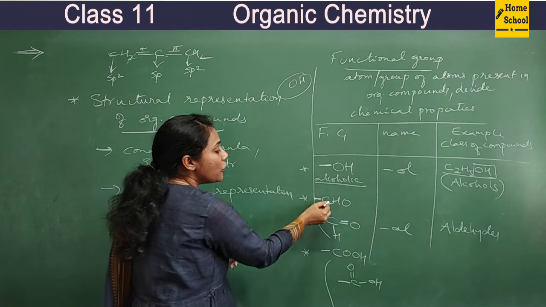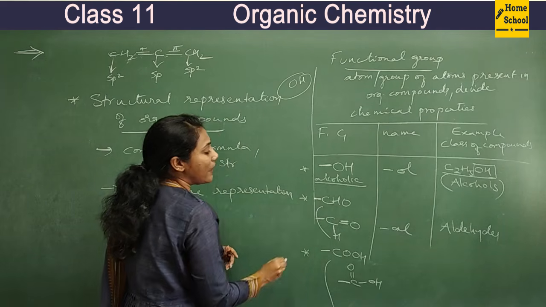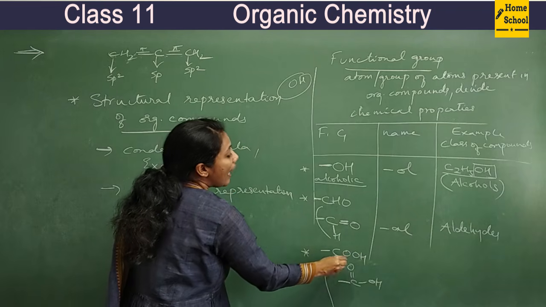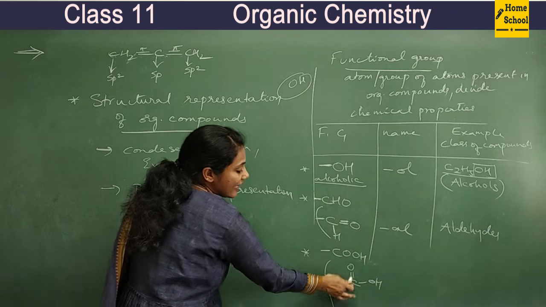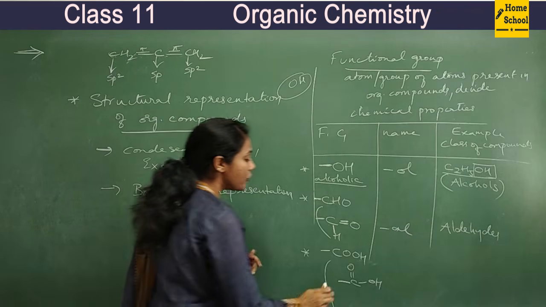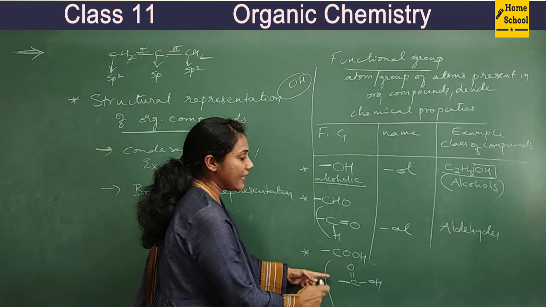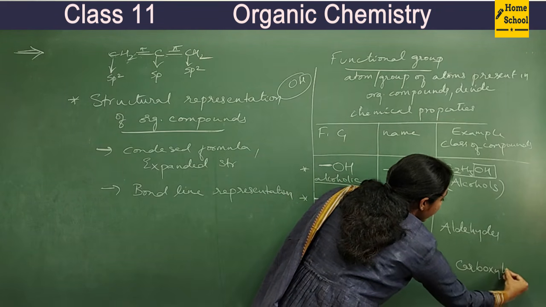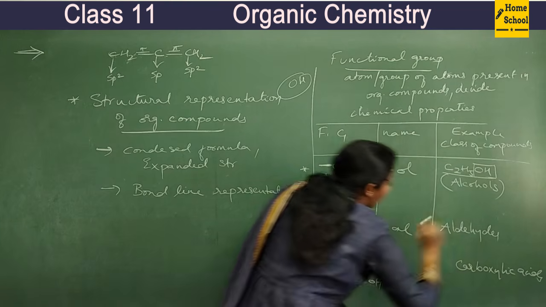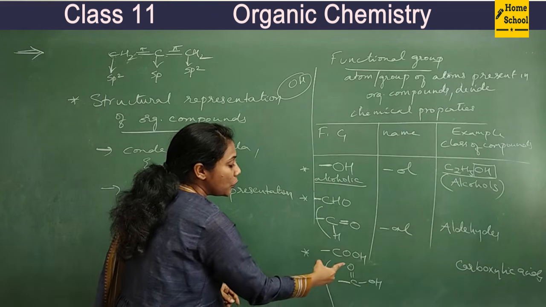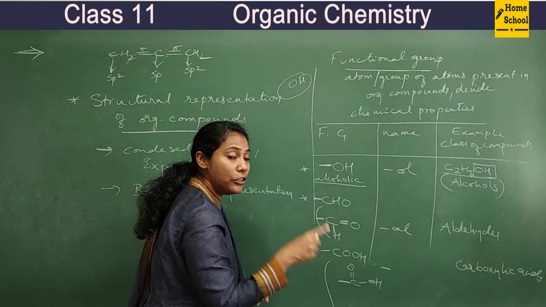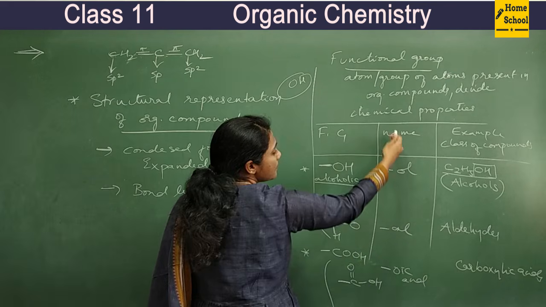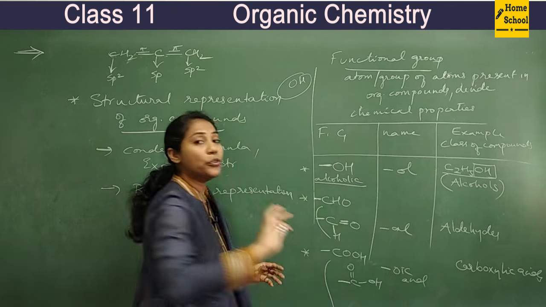CHO, if it is there, how can we write this in an expanded form? We can write this as C double bond OH. If COOH is there, how can we write this in an expanded form? It is written as C double bond OH. If this group is there in an organic compound, then those compounds are called carboxylic acids. If this group is there, the name of the compound will end with oic acid.